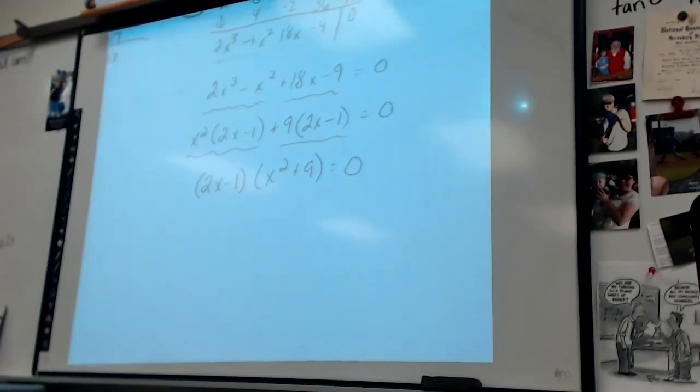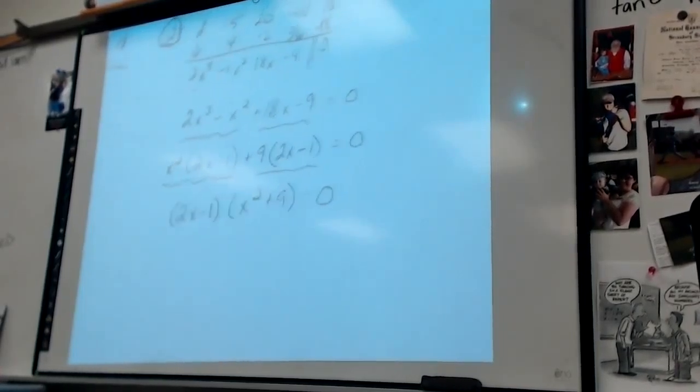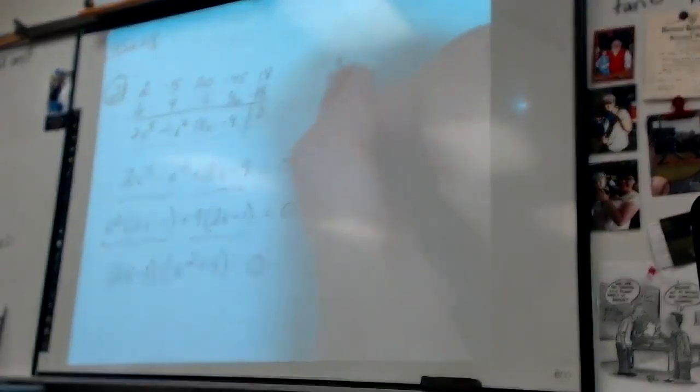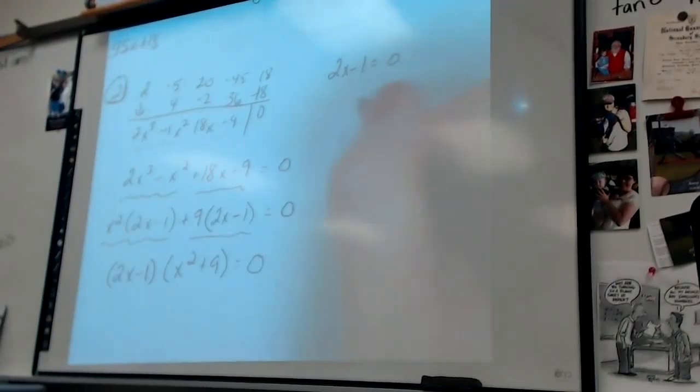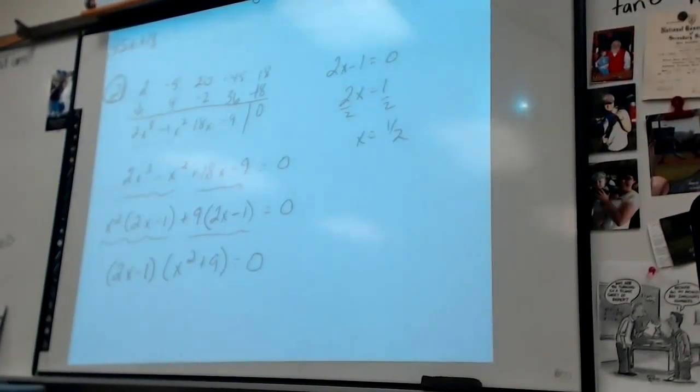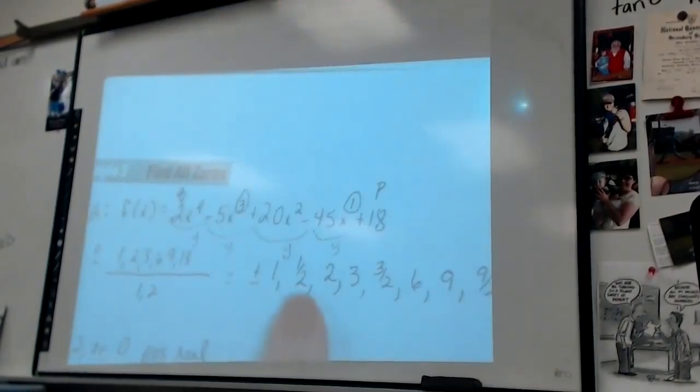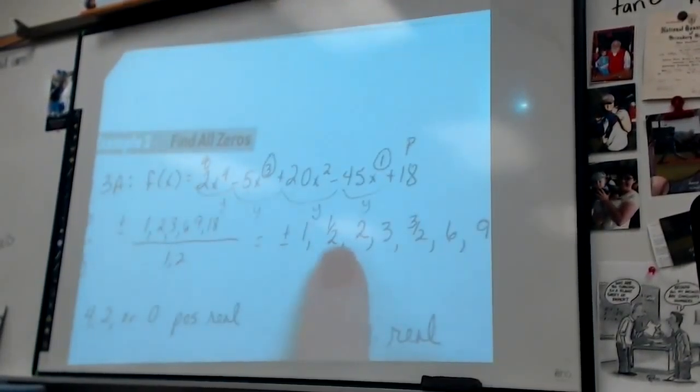Once we have it factored, we can set it equal to 0, right? So set each one of them equal to 0. So we have 2x minus 1 equals 0. Add 1 to both sides, so 2x equals 1. Divide both sides by 2. So x is equal to what? 1/2. So if you look up here, that was one of our possibilities.